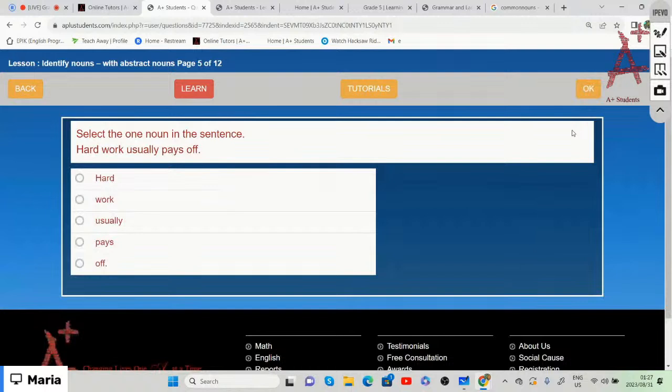Hard work usually pays off. We need to select one noun within the sentence. Is it hard? Is it work? Is it usually? Is it pays? Or is it off?